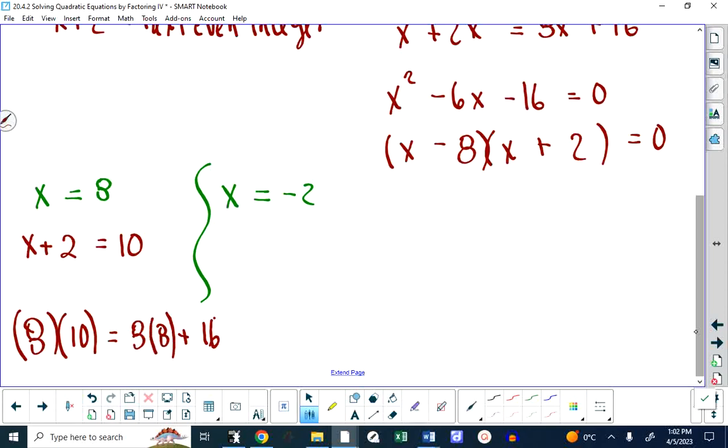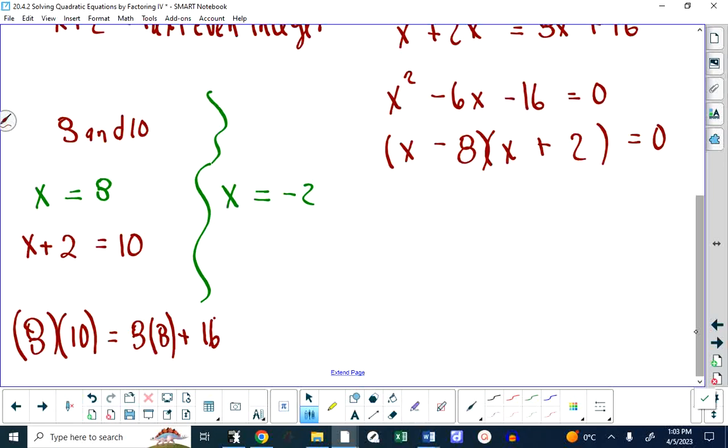Is that true? 8 times 10 is 80. If I take 8 times the smaller and add 16, do I get 80? Yep. Okay. This is an answer. The integers are 8 and 10. But we said x equals negative 2.